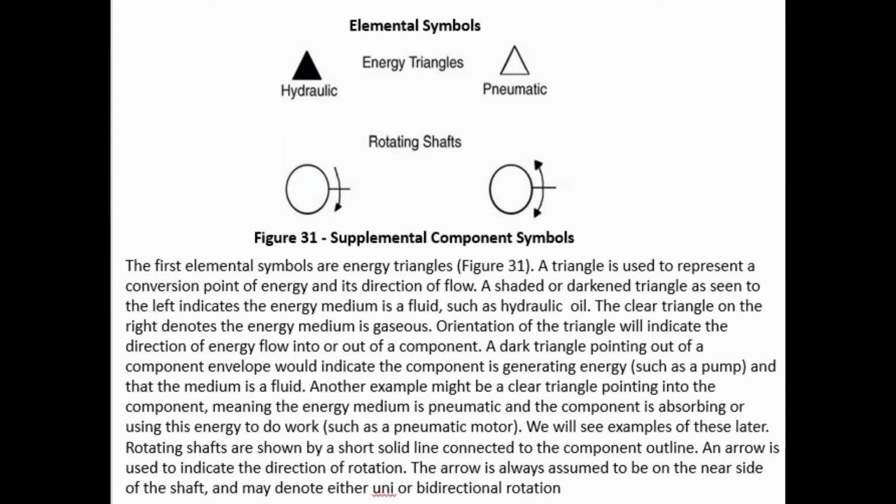Rotating shafts are shown by a short solid line connected to the component outline. An arrow is used to indicate the direction of rotation. The arrow is always assumed to be on the near side of the shaft, and may denote either unidirectional or bidirectional rotation.